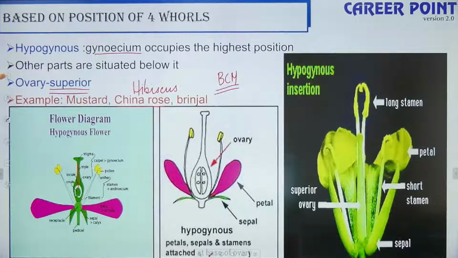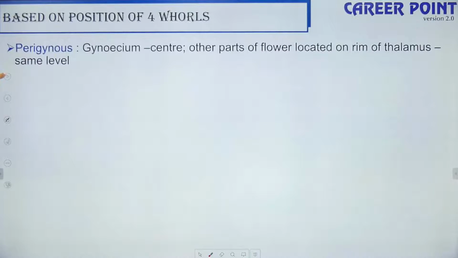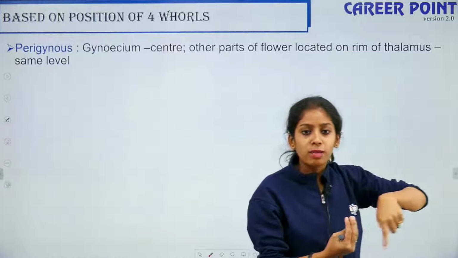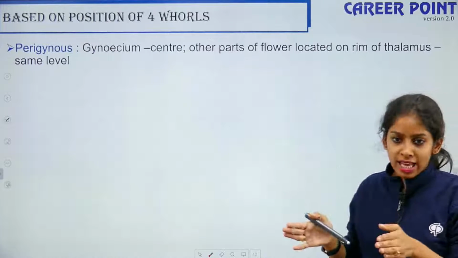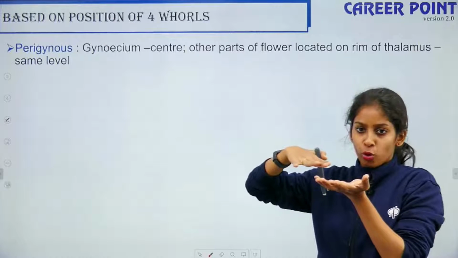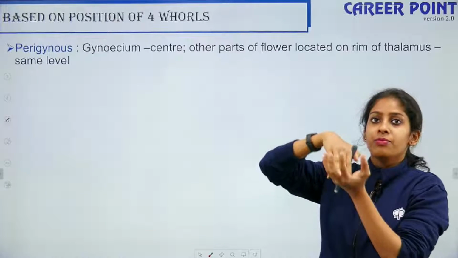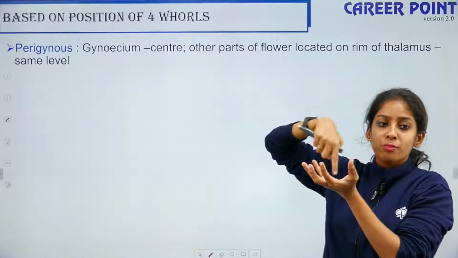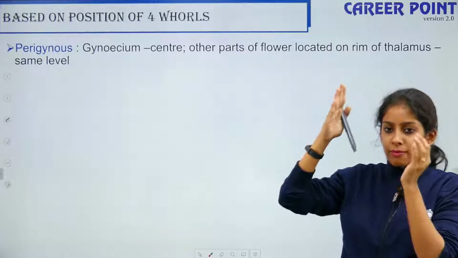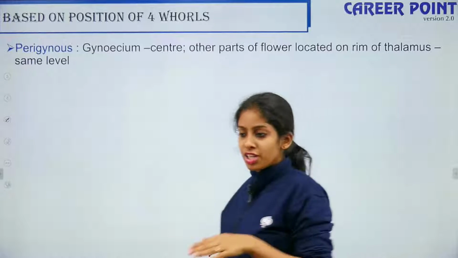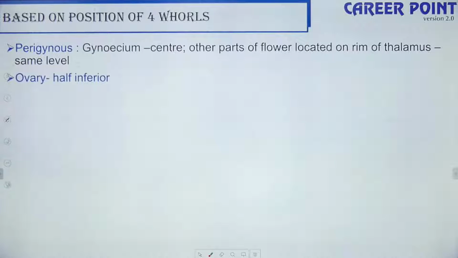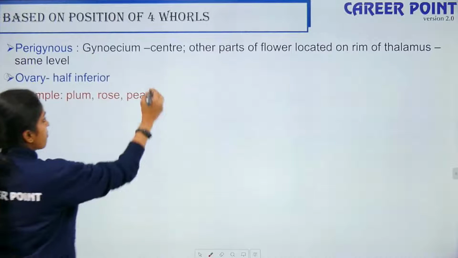The next type is perigynous. Perigynous means the gynoecium is at the center and all floral parts are located on the margin of it, on the rim of the thalamus. On the thalamus you have the four floral whorls, and the gynoecium is in the center, while the other floral whorls are on the rim, meaning the mouth of the thalamus. Literally all four floral whorls are at the same level. That is your perigynous. Here the ovary is half inferior. Examples: plum, rose, peach. So remember PPR.